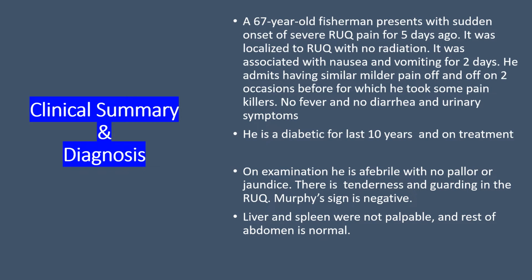He is a diabetic for the last 10 years and on treatment. On examination, he is afebrile with no pallor or jaundice. There is tenderness and guarding in the right upper quadrant, and Murphy sign is negative. The liver and spleen were not palpable, and rest of the abdomen is normal.